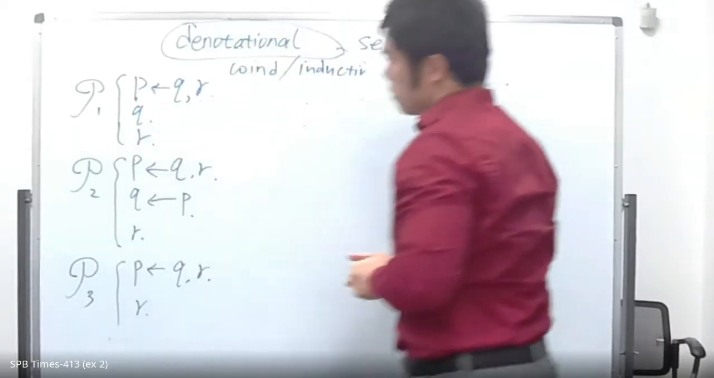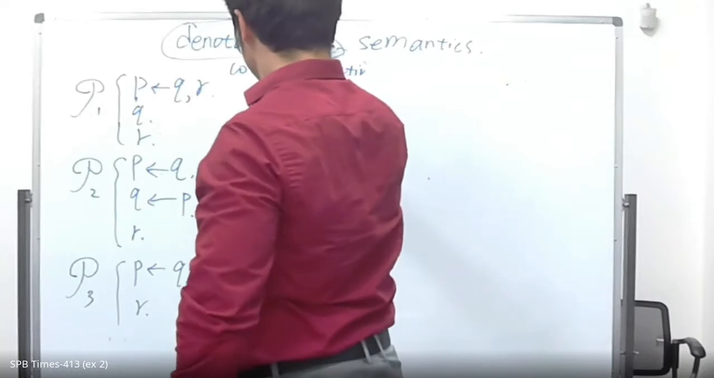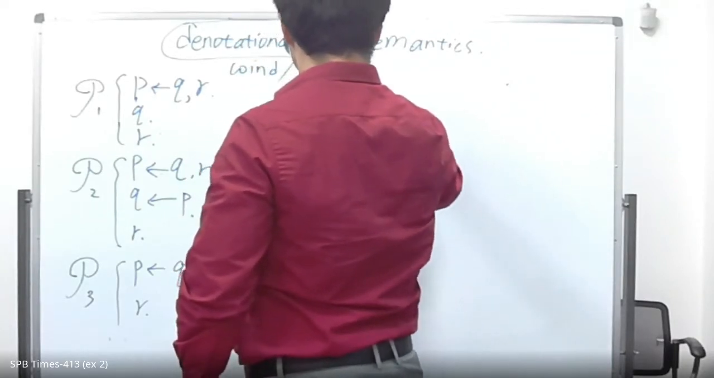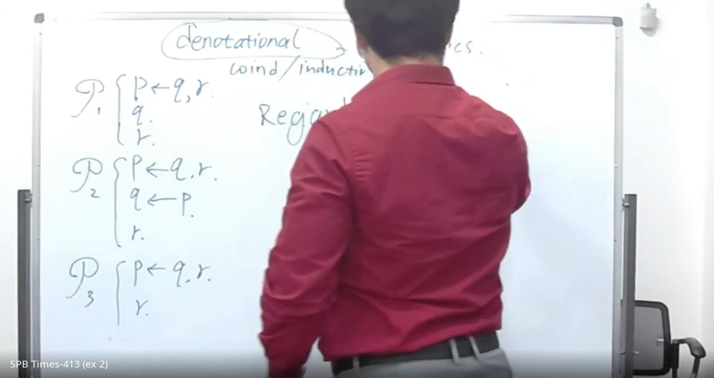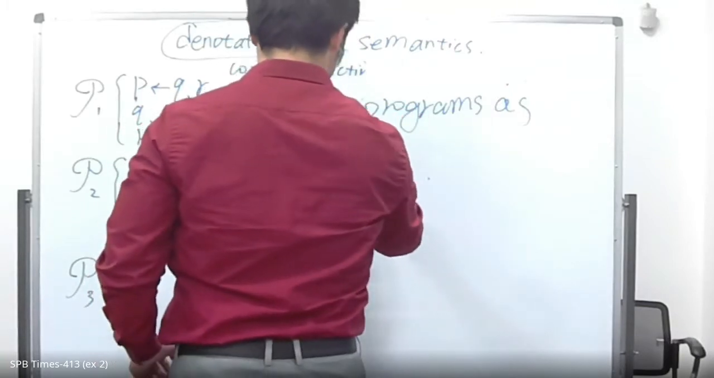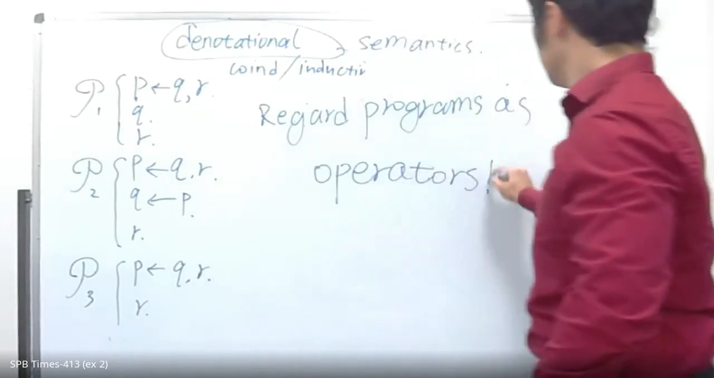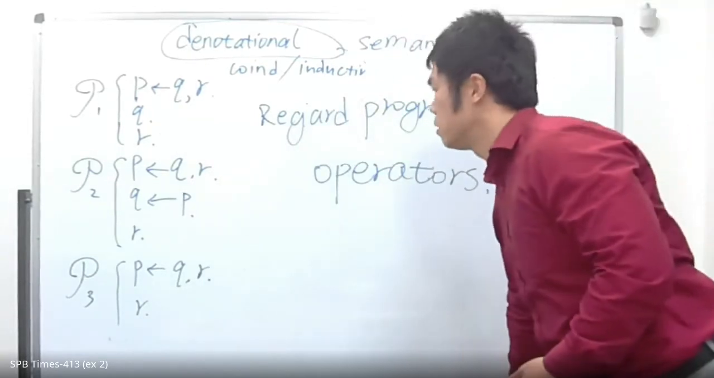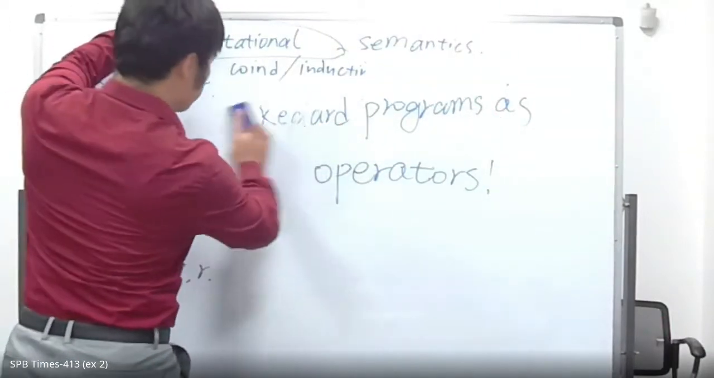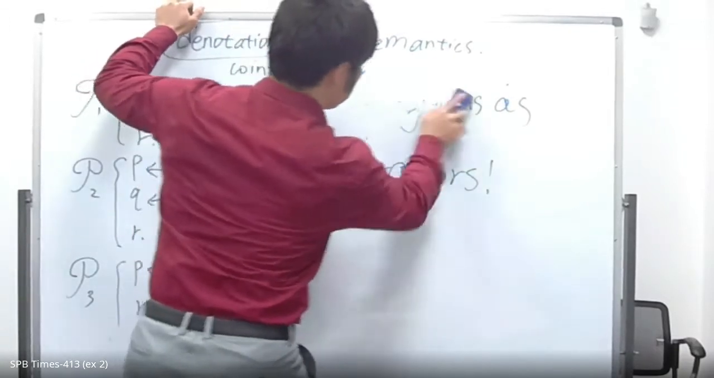And in this regard, it is often useful to regard programs as operators. And how to do this? How to regard a program as an operator? We have to first define the domain and codomain of the operator.